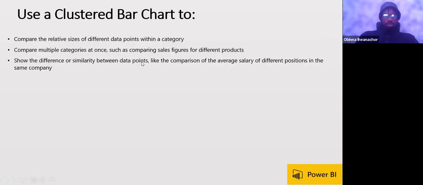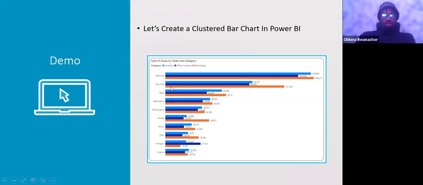So the clustered bar chart is used when you want to compare relative sizes of different data points in a category. Used to compare multiple categories at once, e.g., sales figures for different products. And also used to show difference or similarity between data points, like comparing average salary of different positions in the same organization. So let's see a demo of how to make a clustered bar chart, the same chart as before. We'll just change it to a clustered bar chart.